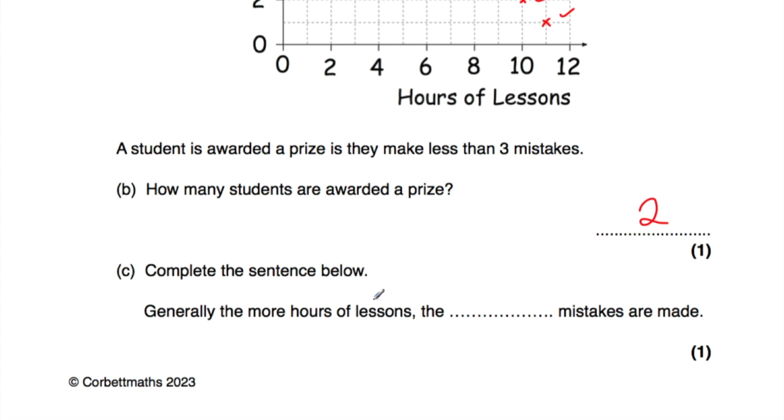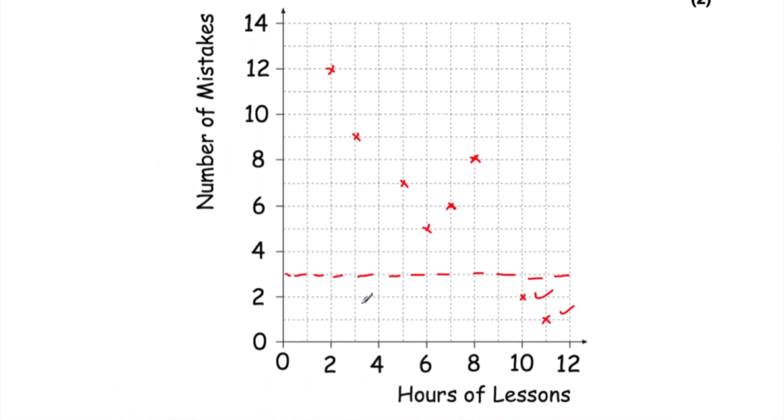Okay, and part C says complete the sentence below. Generally, the more hours of lessons, the something mistakes are made. So let's have a look at our scatter graph. The more lessons that they had, the less mistakes that they made. As you can see, the graph is going down this way, so it means as they have more hours of lessons, they make less mistakes.